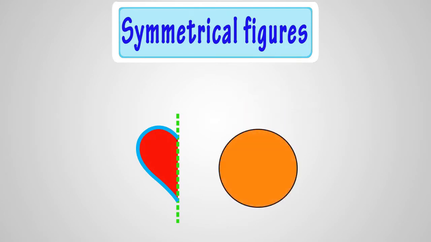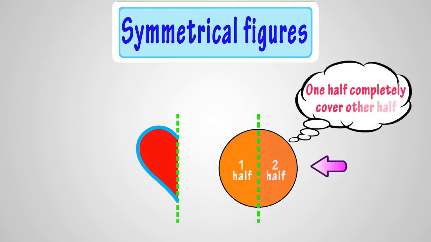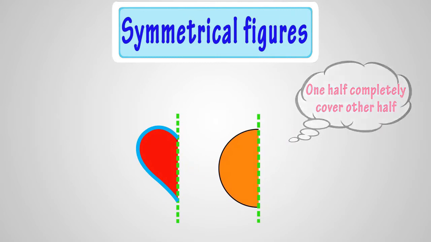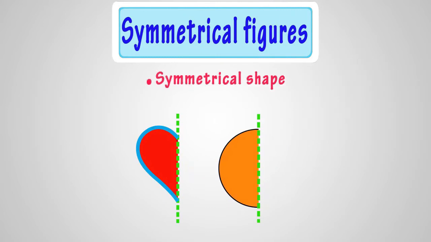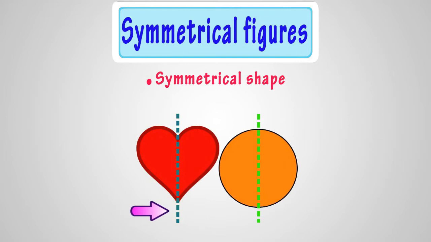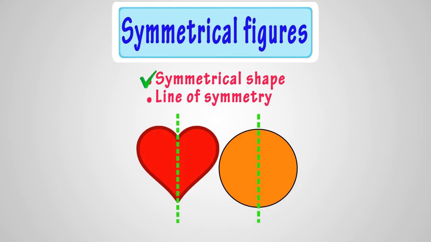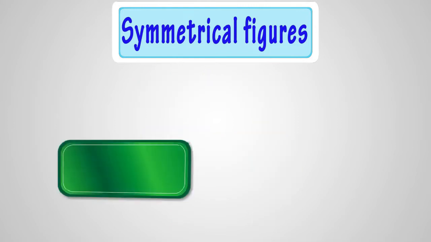And when you can fold a shape in half and one half exactly covers the other half, we can say that the shape is symmetrical. And the fold line is the line of symmetry. So this shape is a symmetrical shape. And this line of fold that divides the shape into two similar halves is the line of symmetry.